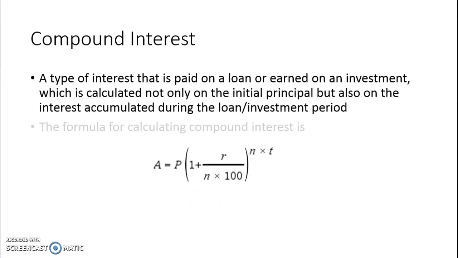Now, what is compound interest? It is a type of interest that is paid on a loan or earned on an investment, which is calculated not only on the initial principal, but also on the interest accumulated during the loan.